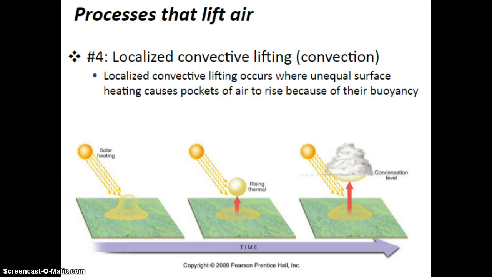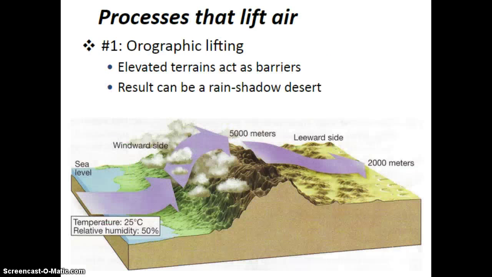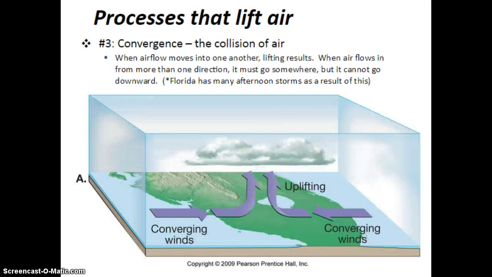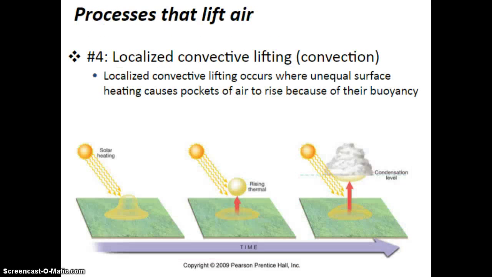In the end, in every scenario where we're talking orographic lifting, frontal wedging, convergence, or localized convective lifting or convection, in all 4 scenarios, we can calculate the rate of rise and the temperature change based on the dry adiabatic lapse rate until it reaches the condensation line. Then it's going to be the wet adiabatic lapse rate once it rises above it. And everything is mathematical.